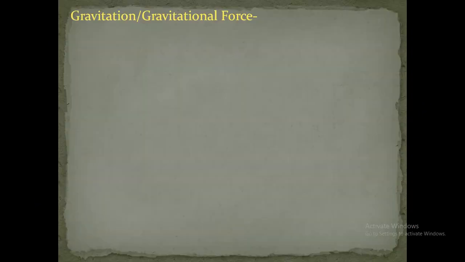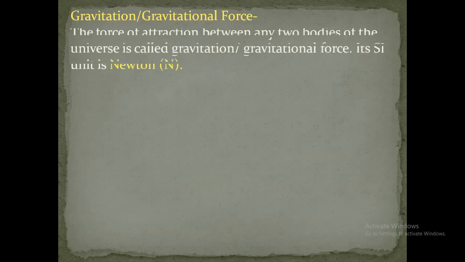The force of attraction between any two bodies of the universe is called gravitation or gravitational force. Its SI unit is Newton. So force of gravitation or gravitational force or gravitation is defined as the force of attraction between any two bodies of the universe. That is the definition of gravitational force, and it is a force, so its SI unit also Newton.